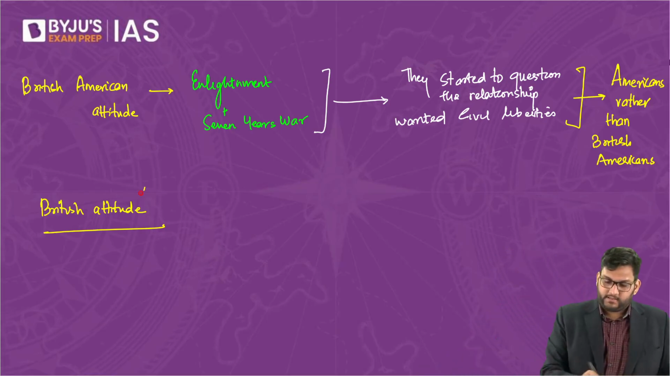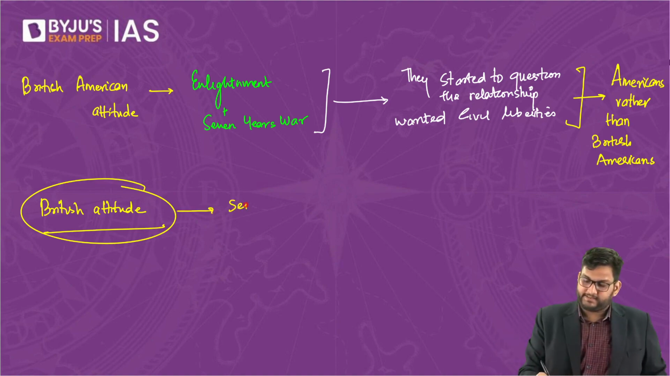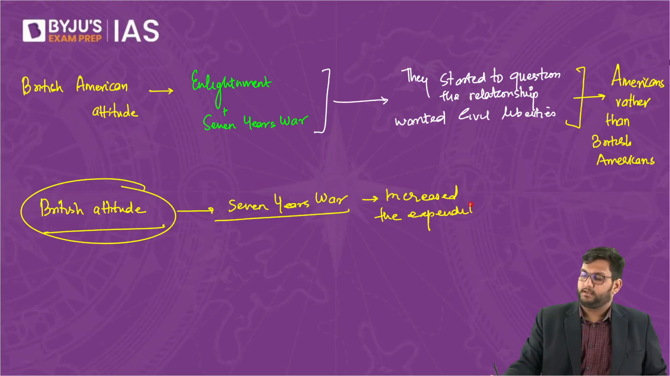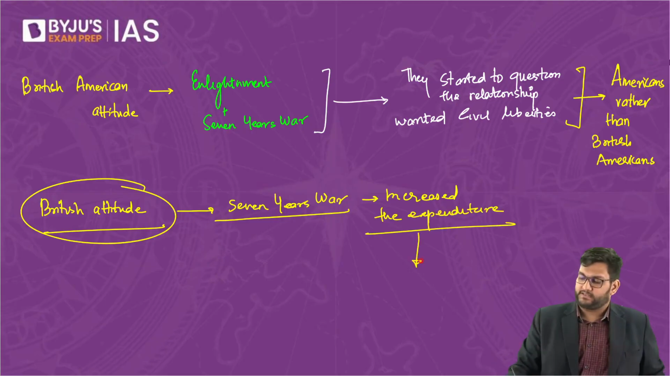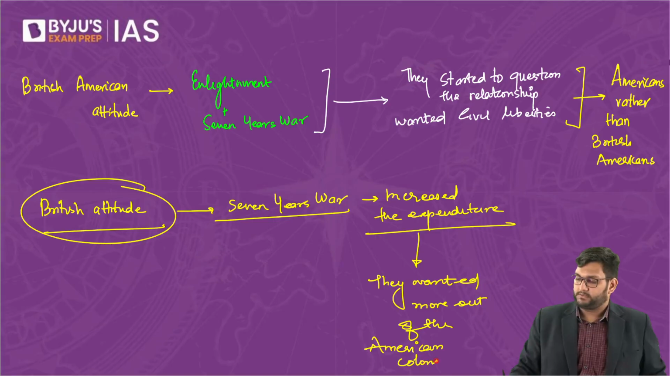On the other hand, the British attitude changed in the way that the 7 Years' War increased the expenditure, and with increased expenditure, they wanted more out of the American colonies.